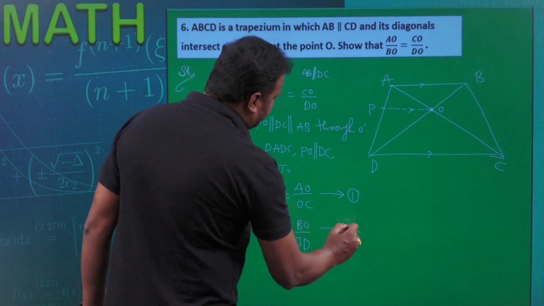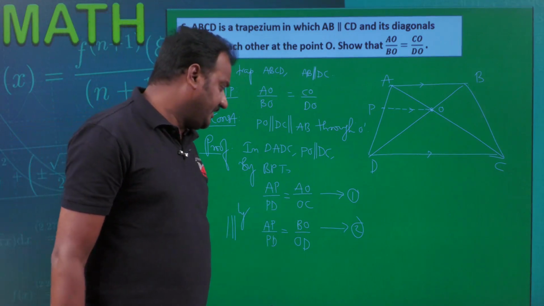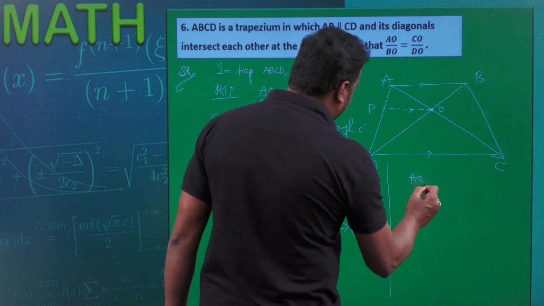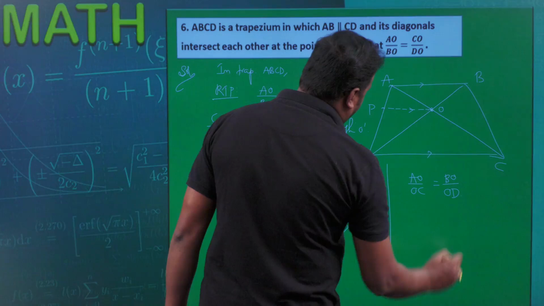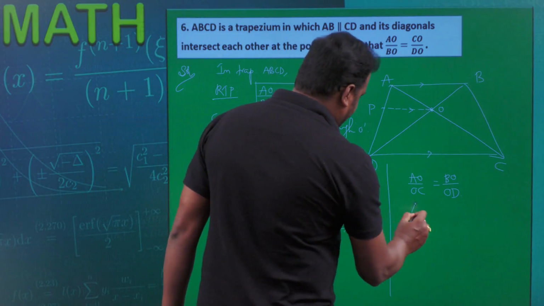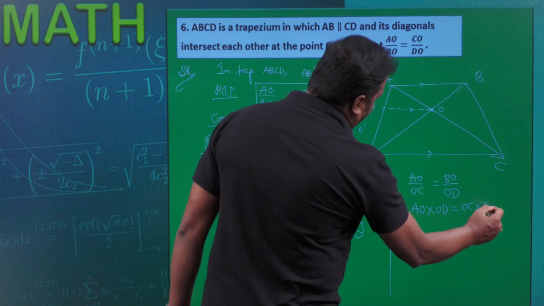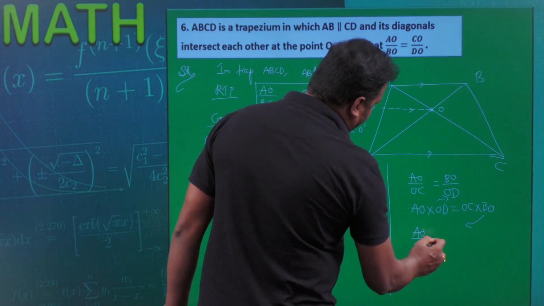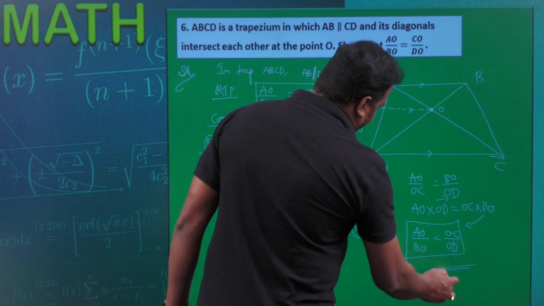Observe these two equations. Those two equations are equal to AP by PD only. So that we can equate right hand sides. So when you equate right hand sides, we get AO by OC is equal to BO by OD, but we want AO by BO, right? So that by cross multiplication, AO into OD is equal to OC into OB or BO. So transpose BO this side and OD that side. Therefore, AO by BO is equal to OC by OD. This is the way of proving this statement.